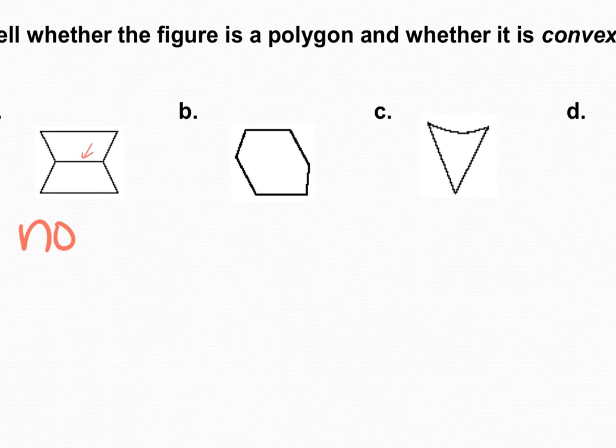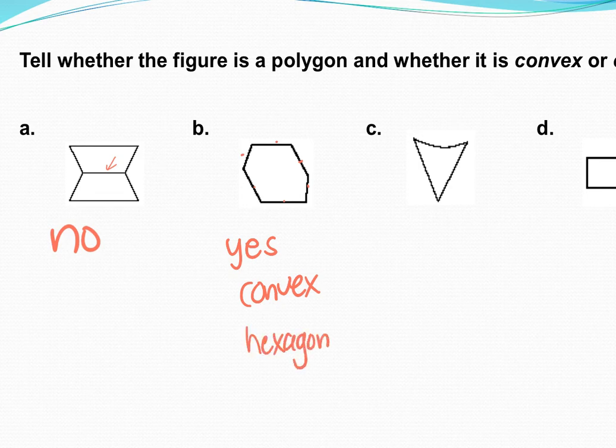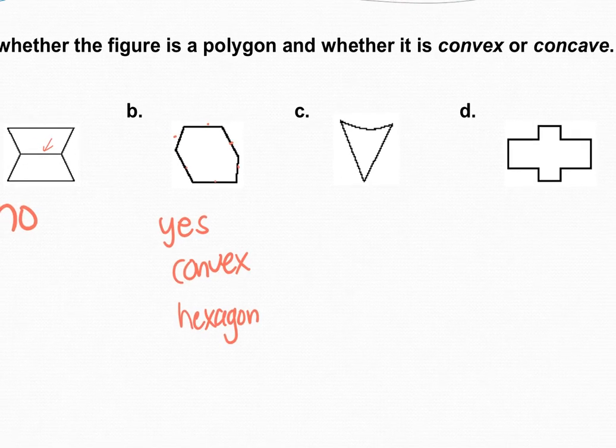How about B? Yes, and it's convex. What would be the name of it? Hexagon. 6 sides. Yep.